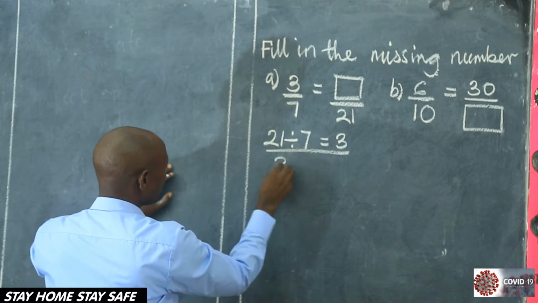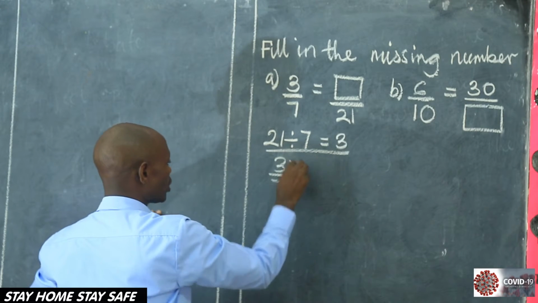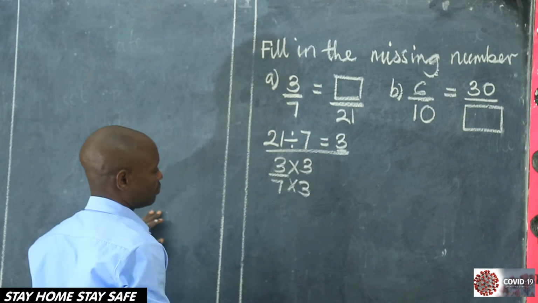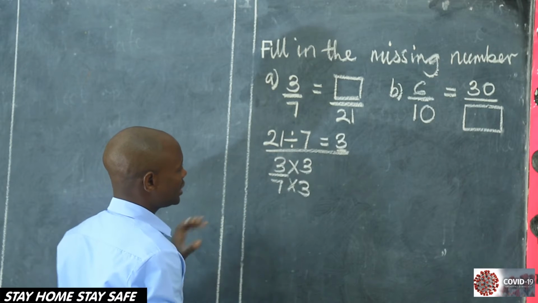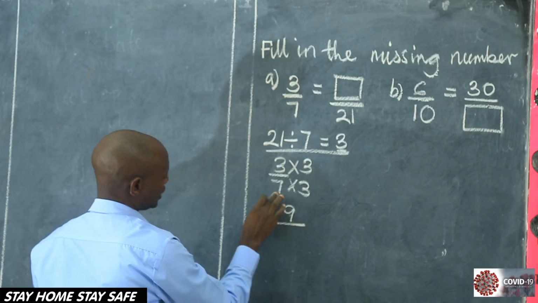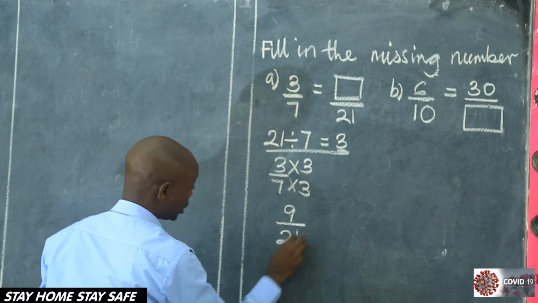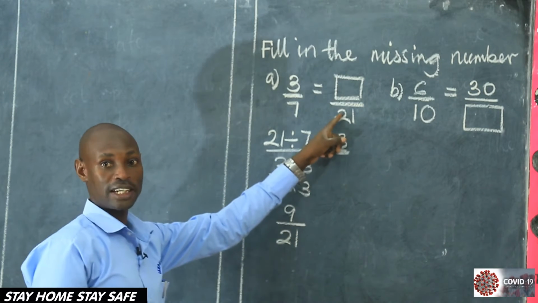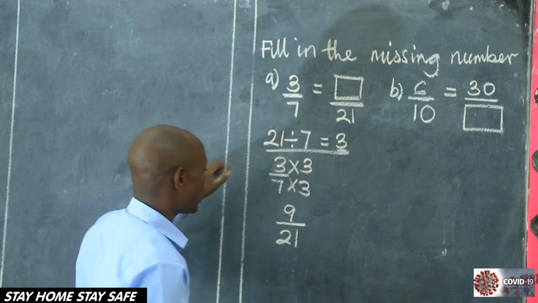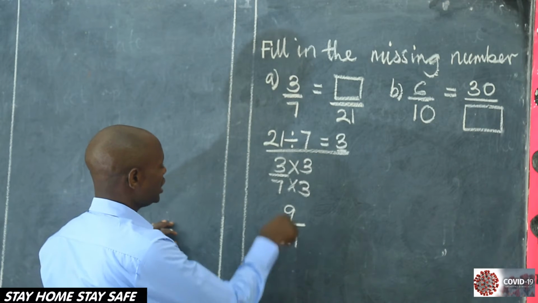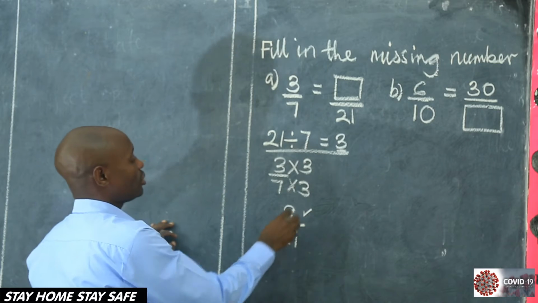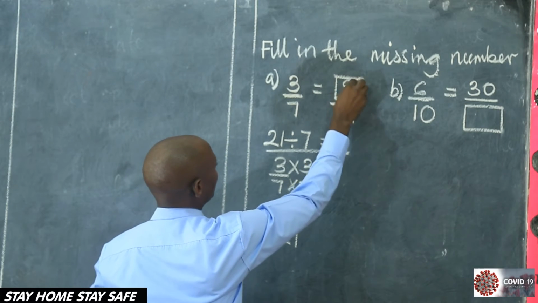So we shall have 3 out of 7 times this number which we have got, times 3, both on numerator and denominator. So 3 times 3 we shall get 9. 7 times 3 we shall get 21. Do you see our denominator of 21? Yes, it has come back. But we are interested in the numerator, and the numerator in this case is 9. So we come and put here 9.